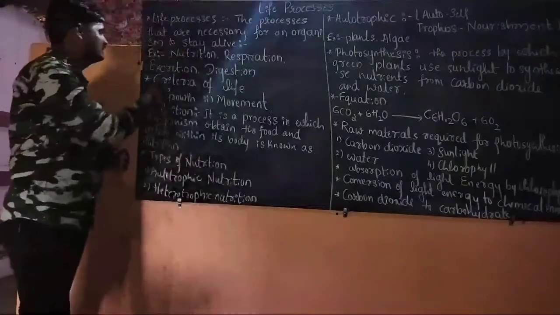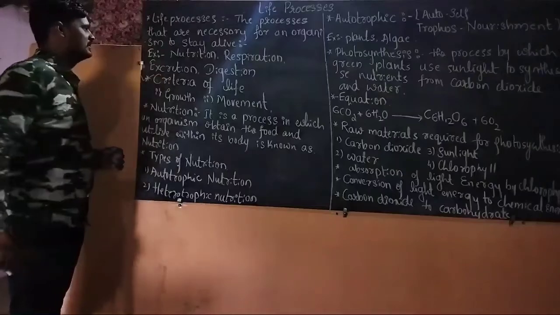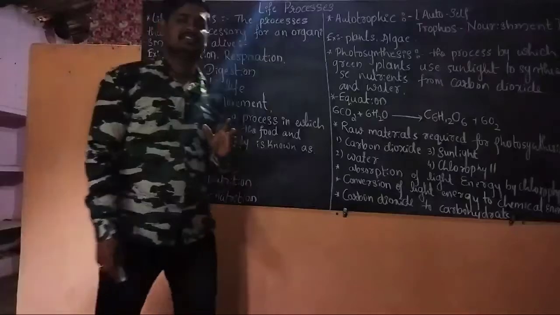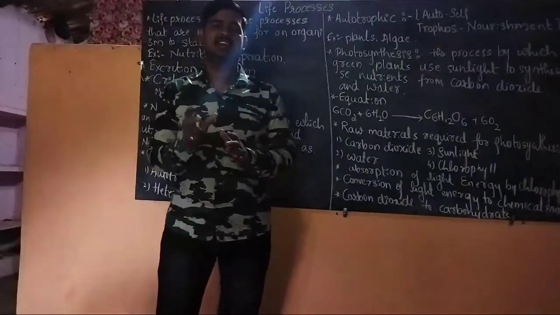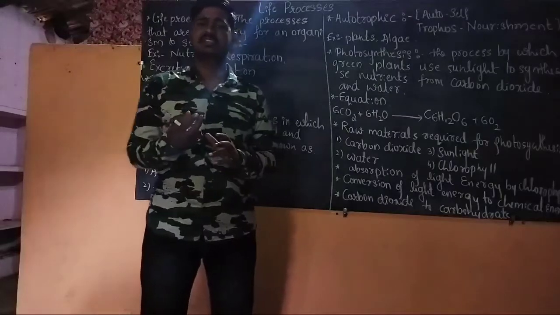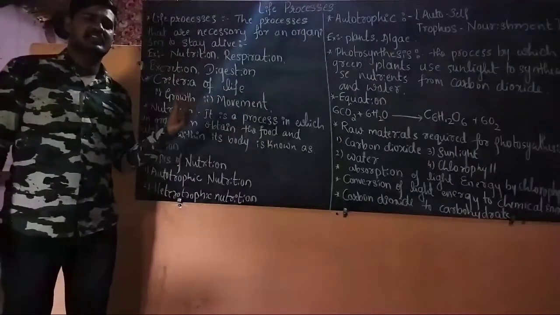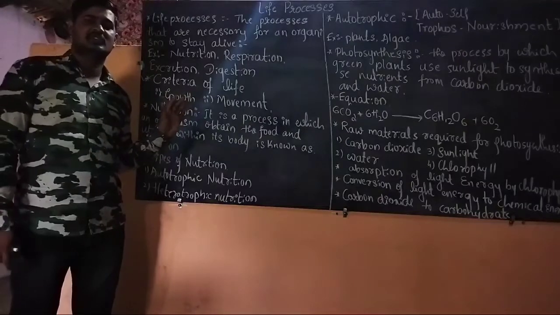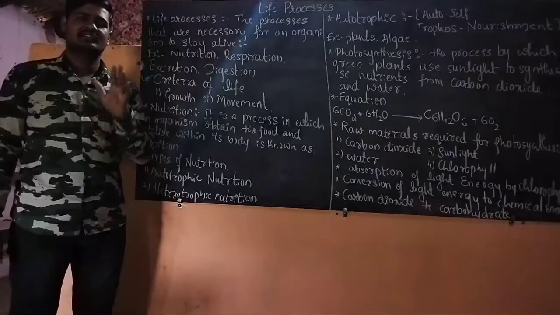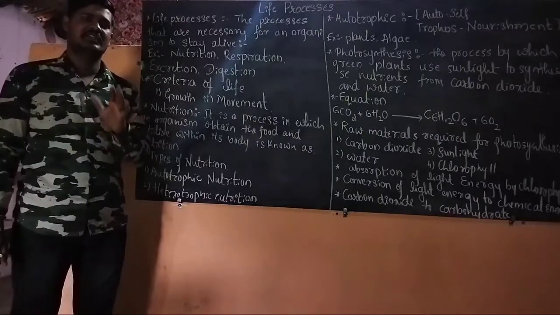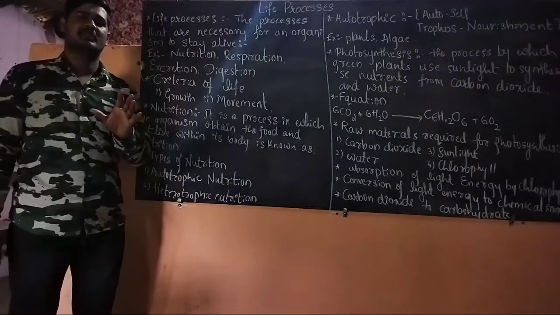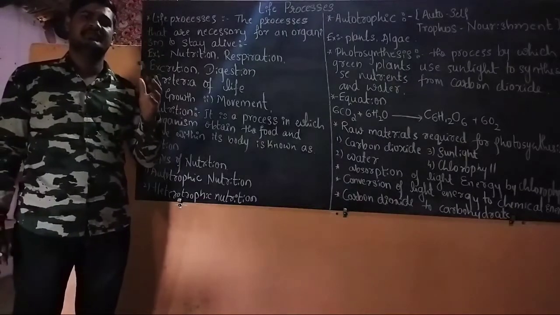And the next comes the criteria of life. On what basis can we say that an organism is alive? Here are two criteria of life. The first one is growth. By observing the growth of the organism, we can say that it is alive. It is growing day by day, month by month, year by year.